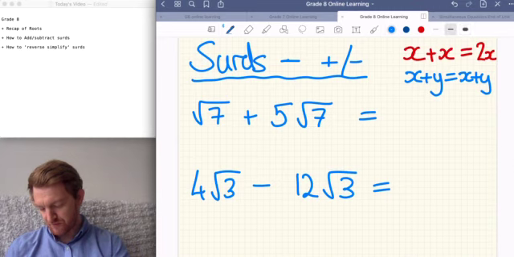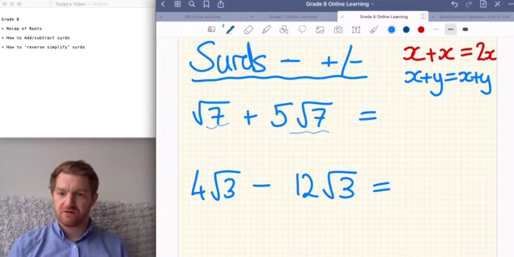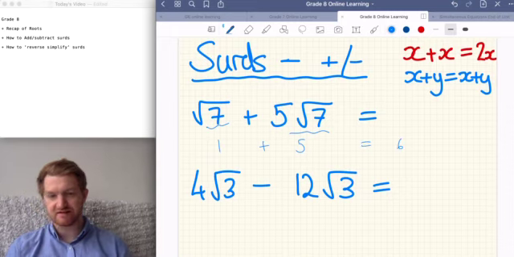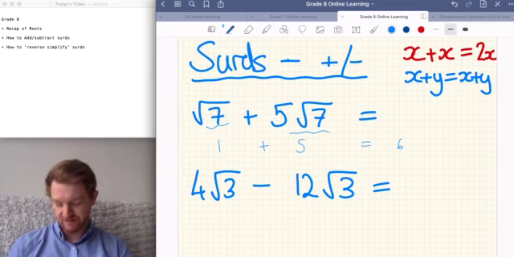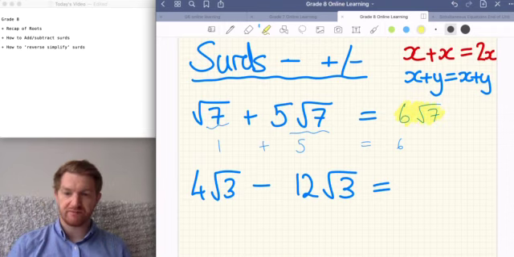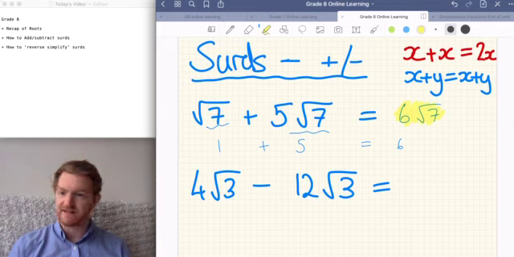Here, we've got a root 7 and a root 7. I've got 1 at the beginning and 5 at the end. So I've got 1 plus 5. Well, 1 and 5 make 6. So if I've got 1 root 7 plus 5 root 7s, I've got 6 root 7s. How many do you have altogether? Well, they're both the same thing. Root 7 can't be simplified. You've got 6 of them, and that's it.